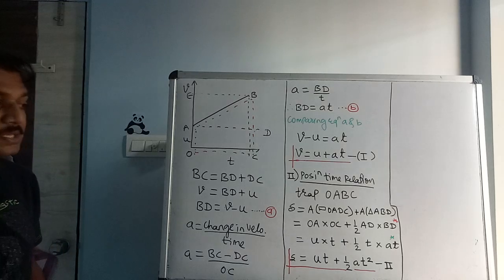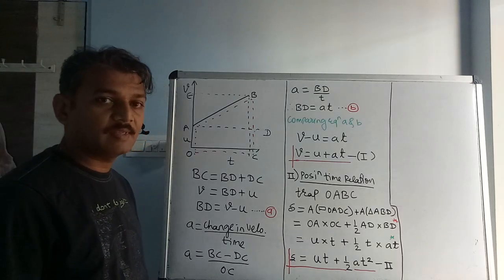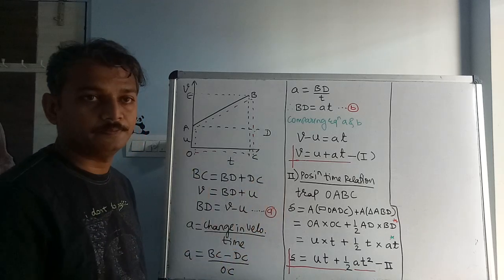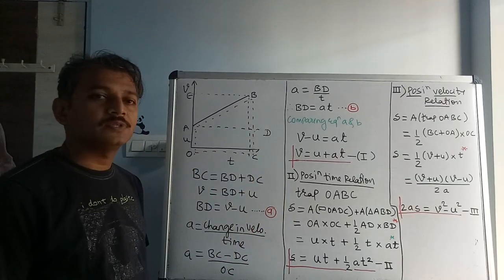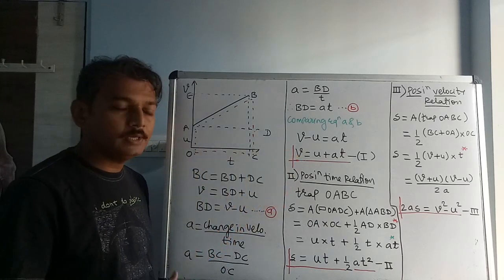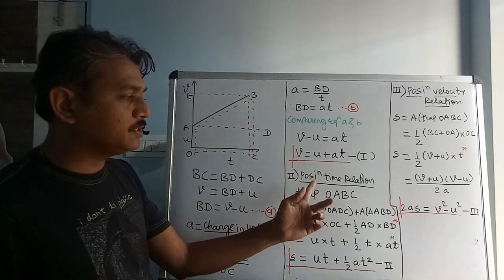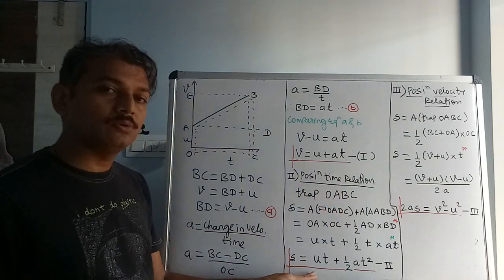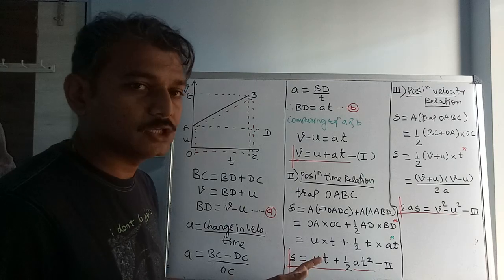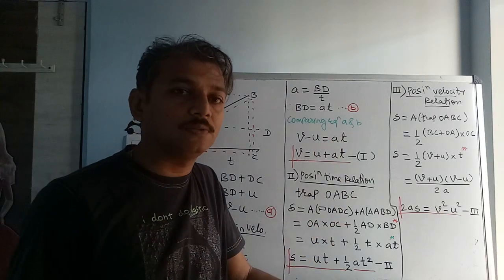This is the second equation of motion. Second equation of motion is position time relation. First equation was velocity time relation, V is equal to U plus AT. Second equation, position time relation, that is S is equal to UT plus half AT square. Now moving on to the third relation, that is position velocity relation.